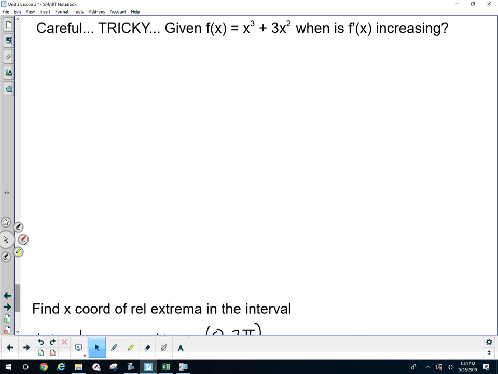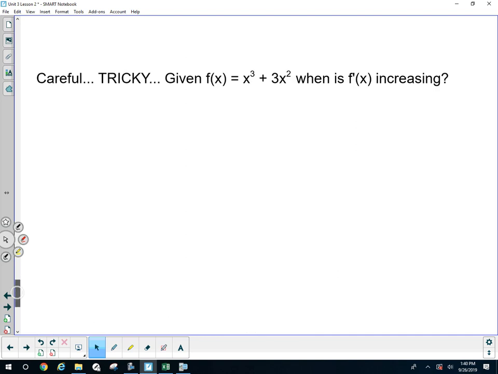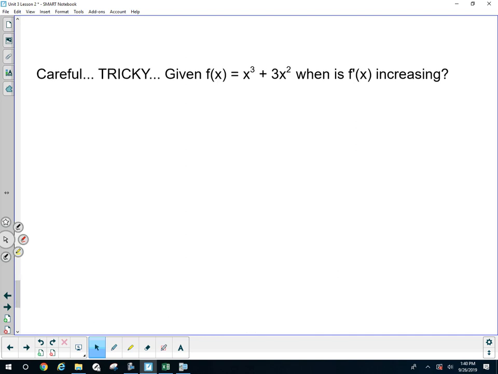I want you to look at this one. And then we have another one to do. I told you, careful, tricky. All right. Please discuss with your neighbors. What part of this question is the reasoning behind why this is tricky? But it's what is increasing.